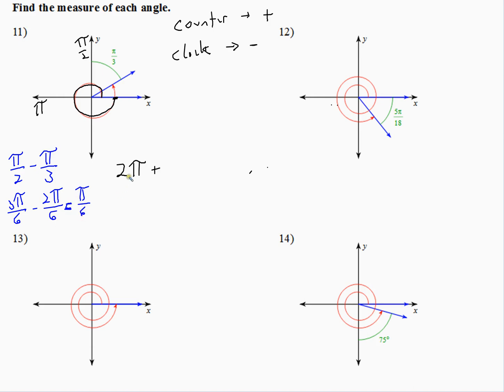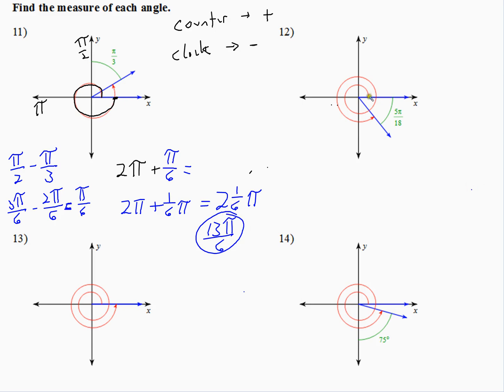So we have 2 pi plus this little part here, which we just found was pi over 6. And maybe this will help with notation, another way to write this is 1/6 pi. So we have 2 pi plus 1/6 pi is 2 1/6 pi. That's one correct answer. That's one way to write it as a mixed number, or we can change this to an improper fraction. 2 times 6 is 12 plus 1, so we have 13 pi over 6. And that is the measure of that angle.